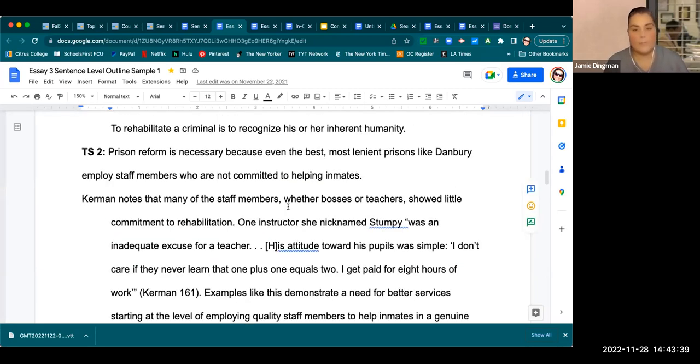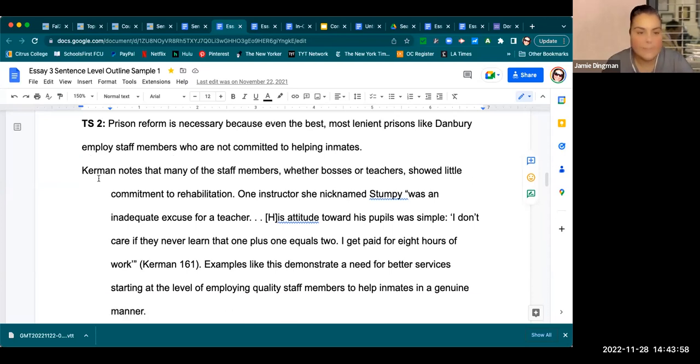Prison reform is necessary because the best, most lenient prisons like Danbury employ staff members who are not committed to helping inmates. Okay, so this one, his next point is about changing staff personnel, right? Making sure personnel is also on the mission to rehabilitate and humanize people. So we get his first point.